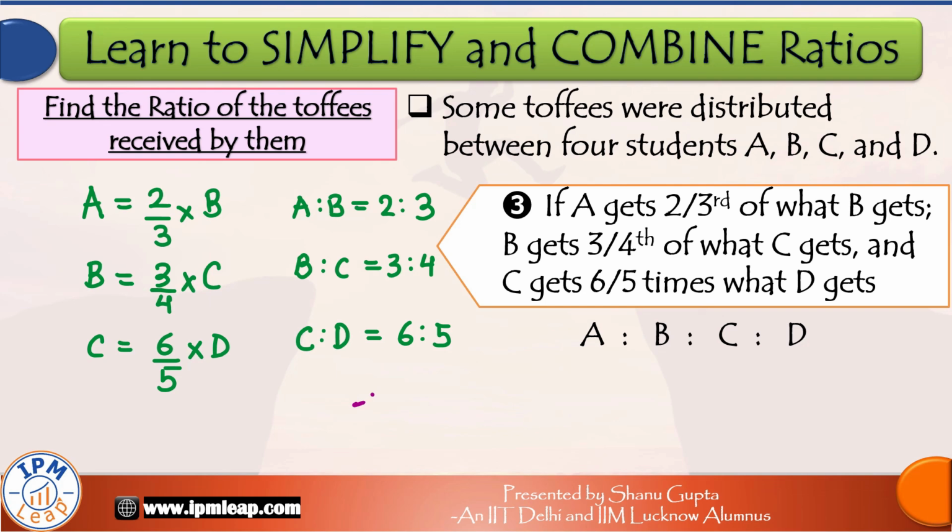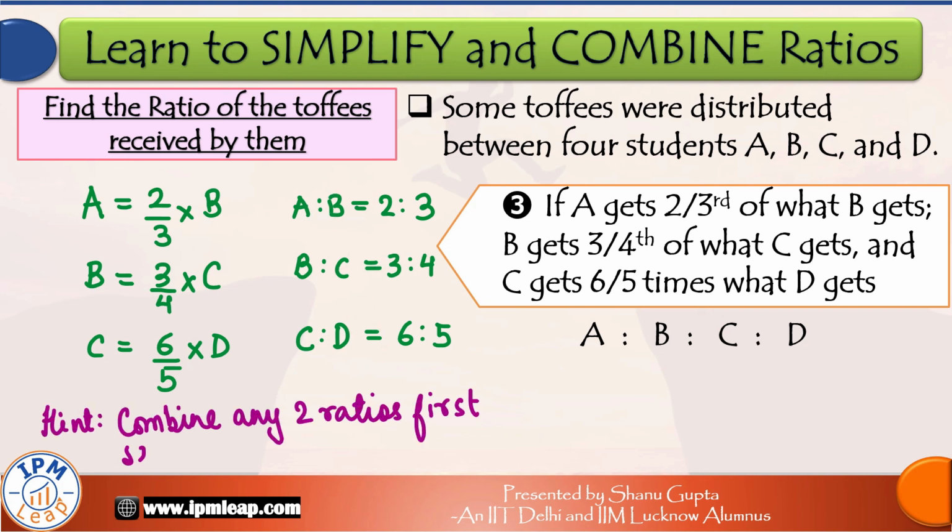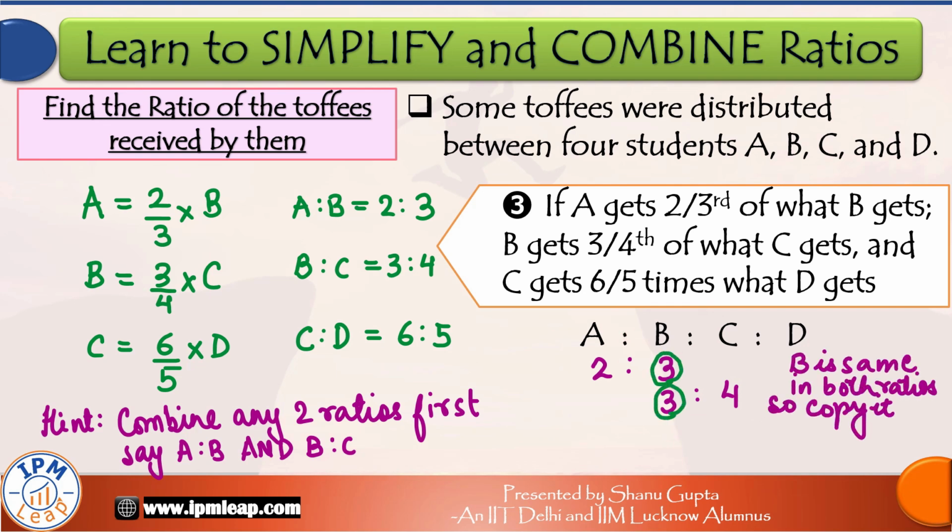If we need to find the ratio A is to B is to C is to D, we must combine these three ratios one by one. Combine any two of them first. Just make sure one of the quantities should be present in both of them. So let's combine the first two ratios. A is to B is 2 is to 3 and B is to C is 3 is to 4. B is the common quantity in these two ratios. So our objective is to make the value of this quantity, B, the common quantity, equal in both ratios.